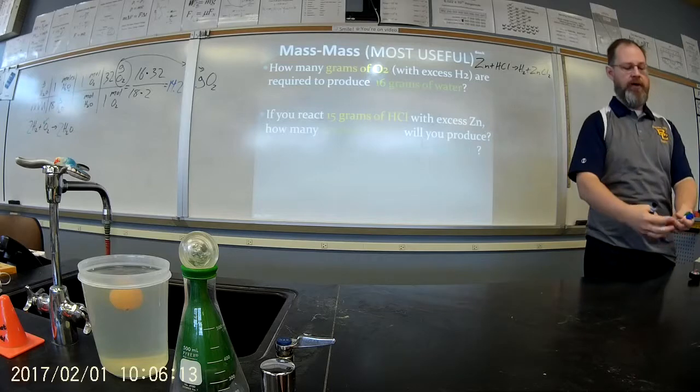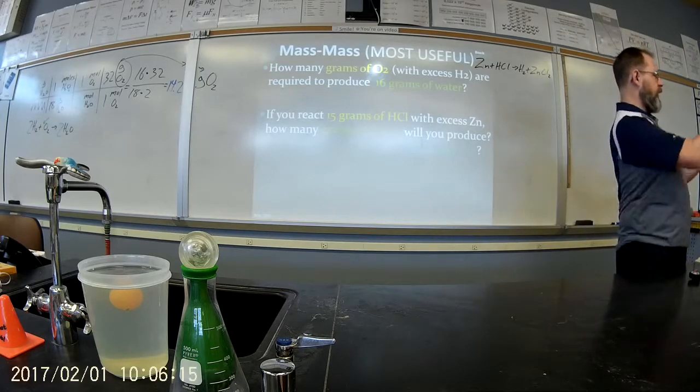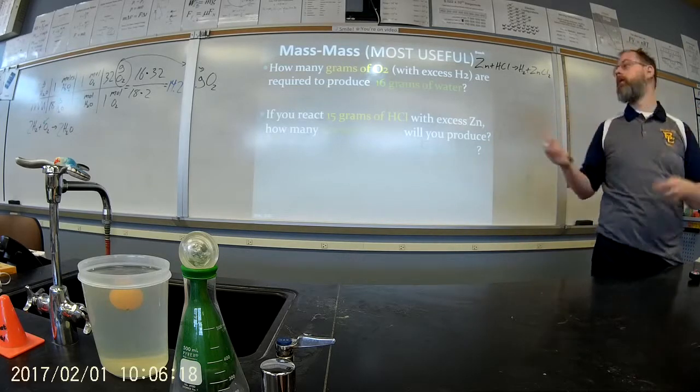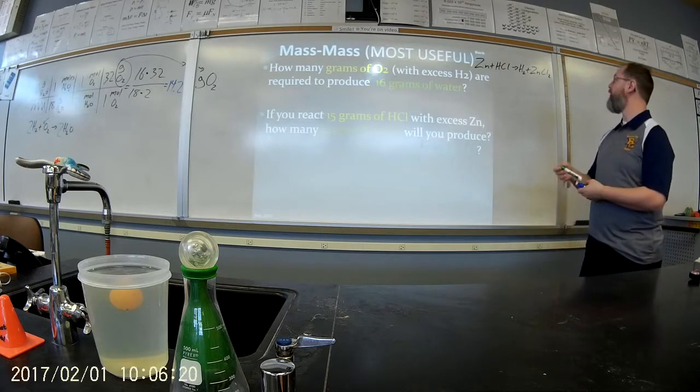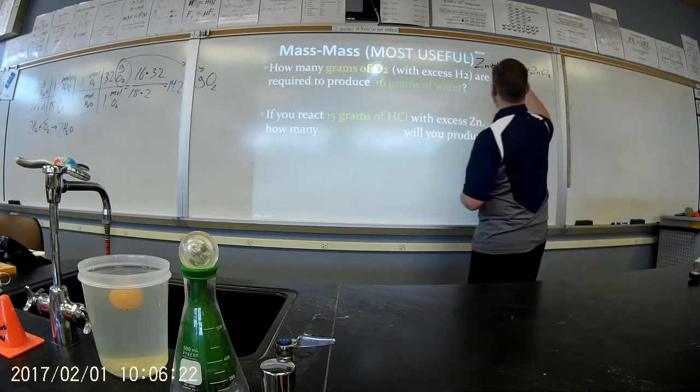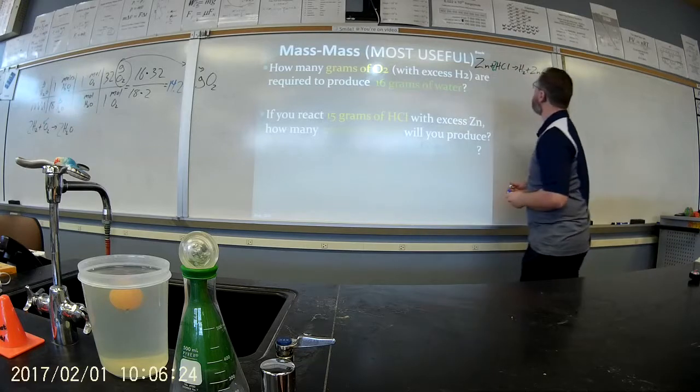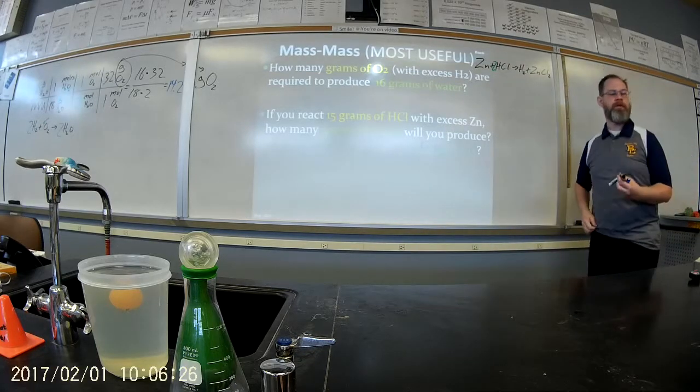We dumped the zinc into hydrochloric acid and it blew up the balloon. We took it over there and lit it on fire and went boom! That's what we were talking about. And we balanced this yesterday by putting a 2 in front of the HCl. So it's our balanced chemical equation.